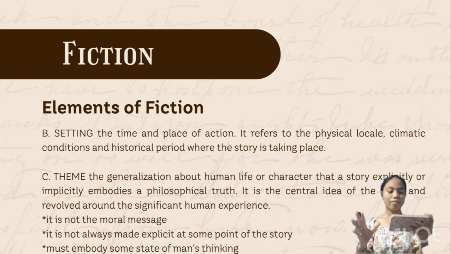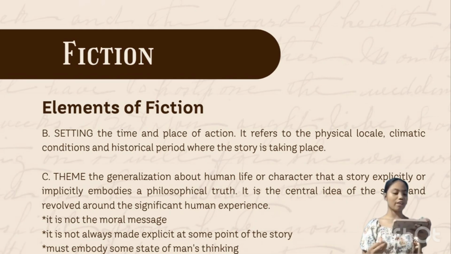C. Theme, the generalization about human life or character that a story explicitly or implicitly embodies, a philosophical truth. It is the central idea of the story and revolves around the significant human experience. It's not the moral message. It's not always made explicit at some point of the story. Must embody some state of man's thinking.